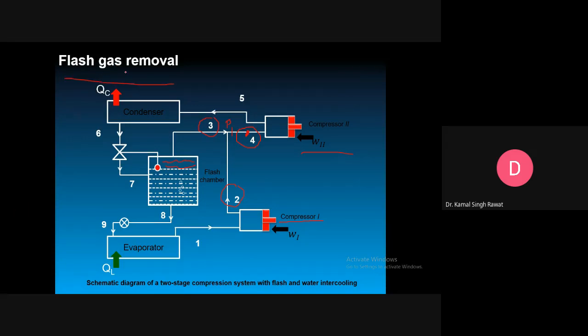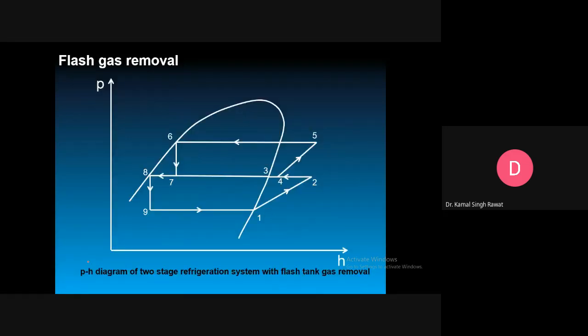Okay, why this flash gas removal? Because we are expanding this liquid up to an intermediate pressure and we are removing the vapors. So that's why the system is called flash gas removal. So let me explain the PH diagram, then this system will be more clear to you. Now this is the PH diagram of the multi-stage system with flash gas removal.